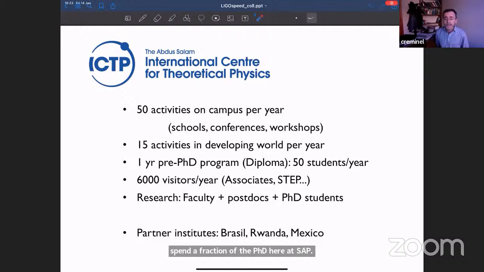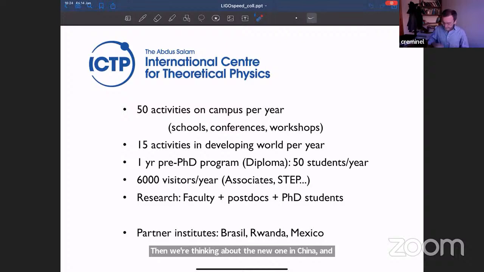On top of that, of course, we have research, in the sense that we are a center in which we have a faculty and we have postdocs. Of course, we try to maximize the diversity of nationalities. We have PhD students in collaboration with the nearby institution, which is SISSA. And finally, we have partner institutes, so if you want, small ICTPs. One is in Sao Paulo in Brazil, one is in Kigali, the capital of Rwanda, and one is in Mexico. Then we're thinking about a new one in China and maybe other ones.